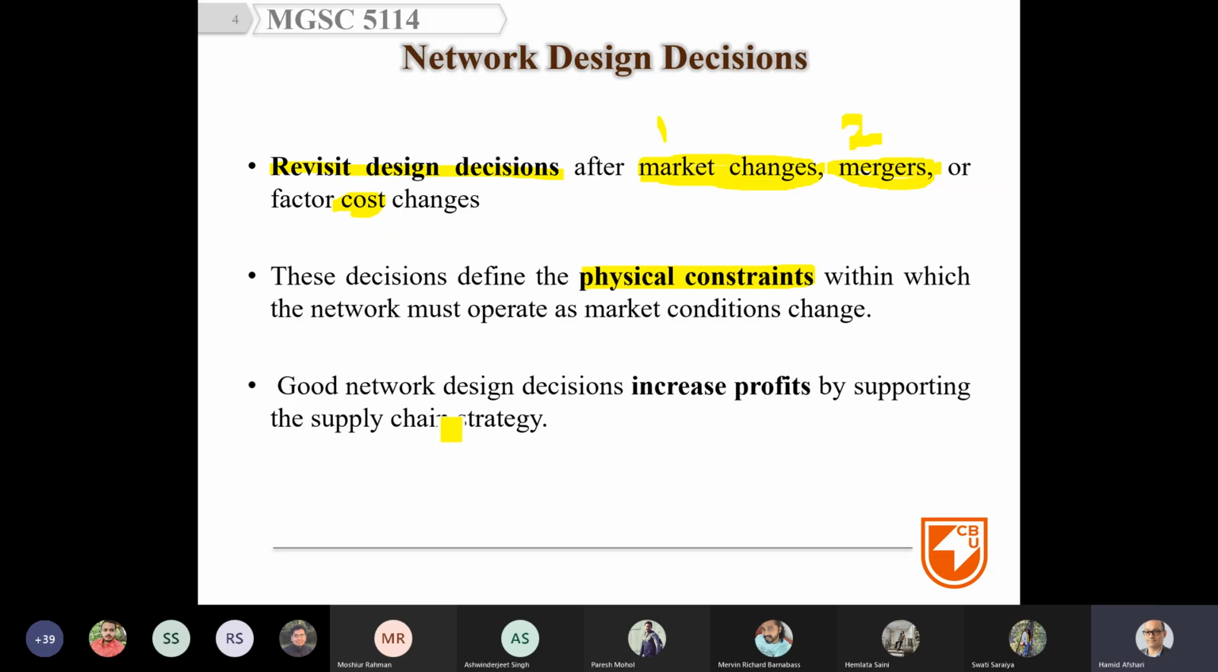Okay, what is a good network? A good network design decision increases profits by supporting the supply chain strategy. So if you have a network design where you're losing money, it's a clear sign that you don't have a good network design decision. That's the main goal. Yeah, we are a business. We should end up with some increased profit. If you don't gain some surplus, it looks like the decision to design the network like this is not working and we should revise it.